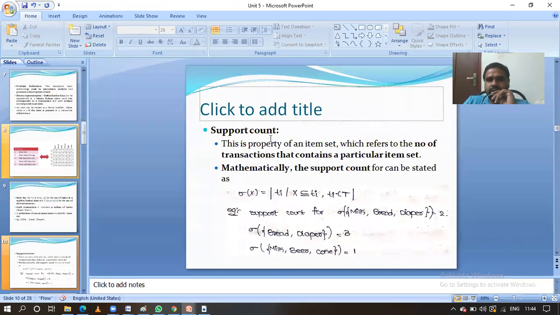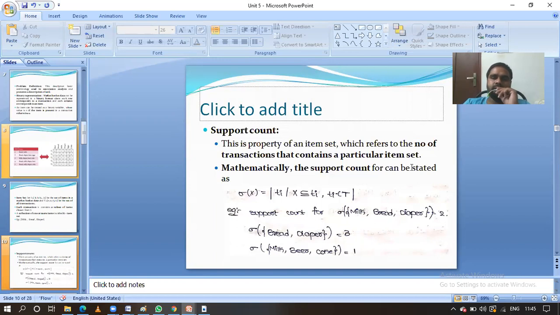What is meant by support count? It is the number of transactions that contain the particular item set. In the overall transactions, how many times that particular item set is repeated, that we call the support count. Suppose I want to know the support count of milk and bread: in the overall 5 transactions we have to check how many times milk and bread are repeated, and that we call the support count.